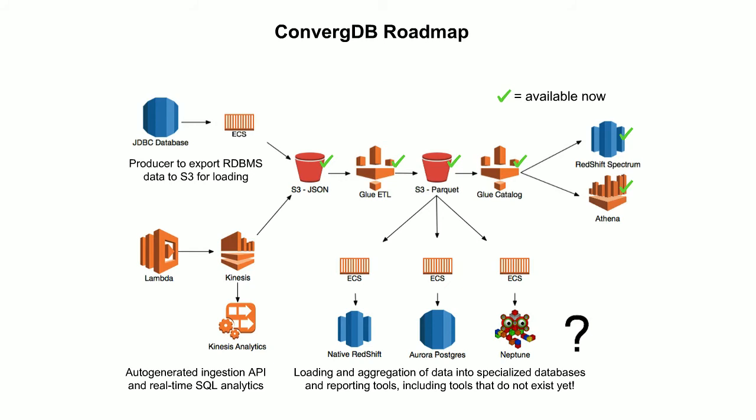So one of them is to support loading into other downstream systems from the data lake. So, for example, it may be that, for your organization, it'll be more cost efficient to load a summary table of your data into a native Redshift cluster. So ConvergeDB plans to support this by using serverless containers, which is the new AWS Fargate service, to load the data directly from S3 into Redshift by way of Redshift Spectrum.